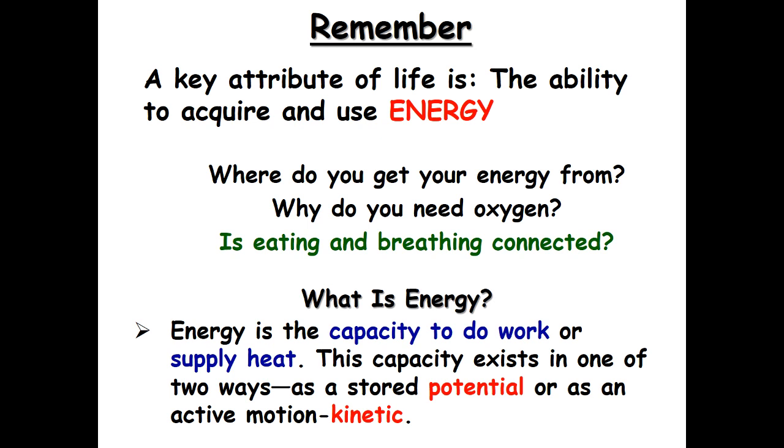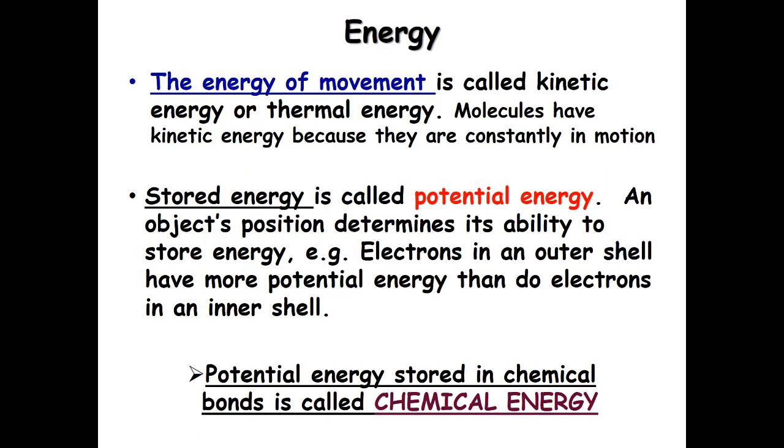Okay, so just a quick definition: energy is the capacity to do work or supply heat. Okay, and there's two kinds of energy. One is potential, the other one is kinetic. So kinetic, you should know already, is the energy of movement. Okay, and potential energy is stored energy. It has a lot to do with location.